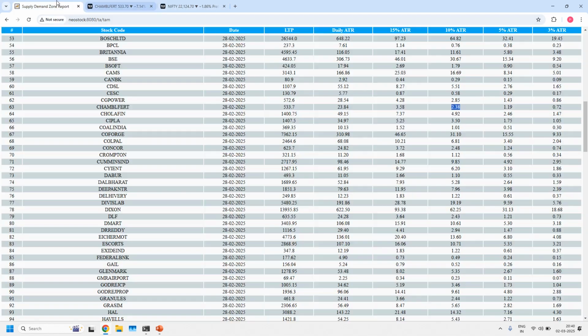Did you observe here? We are not using 3% ATR. We are not using 5%. Why? 3% ATR is for the 5 minutes entry zone. 5% ATR is for the 15 minutes entry zone. And 10% ATR is for the 75 minutes entry zone. And 15% ATR for daily entry zones. This is how you will be using ATR values.